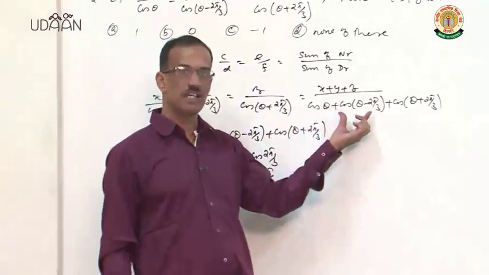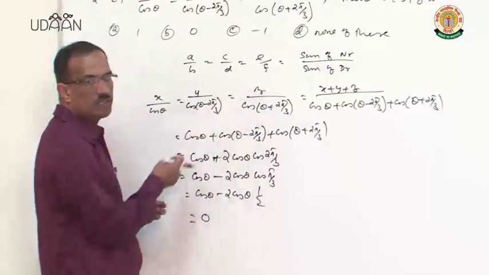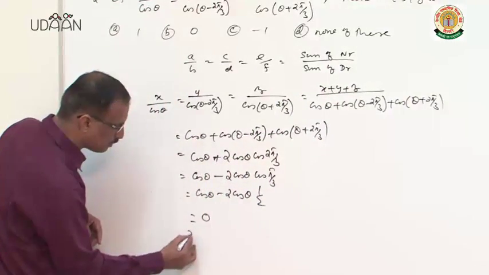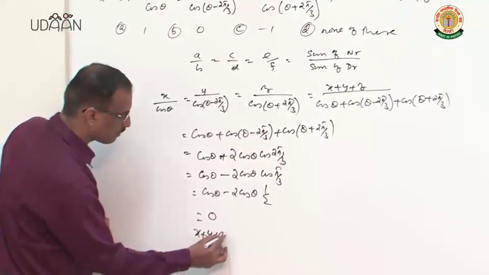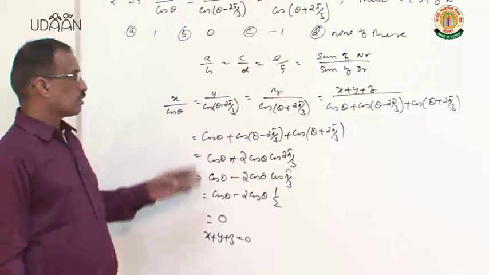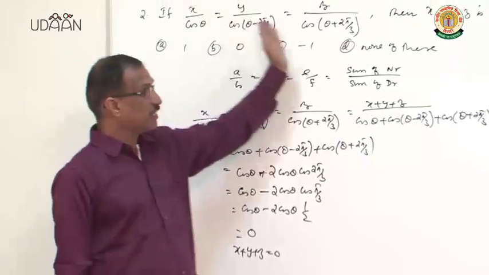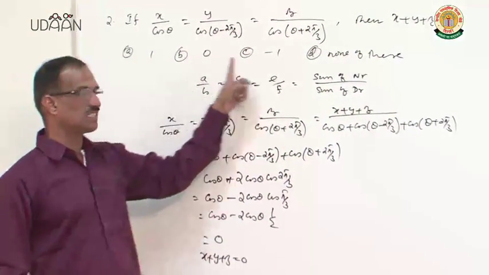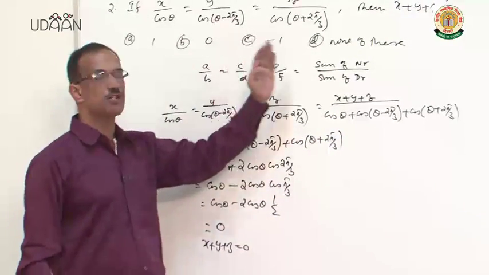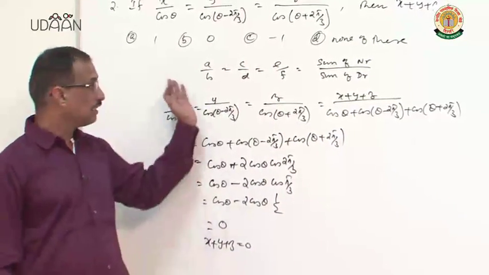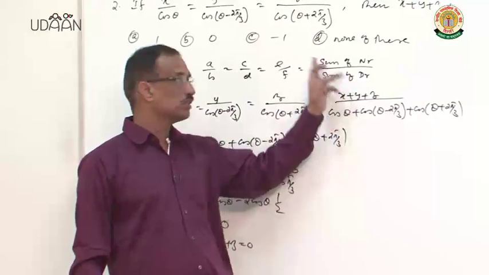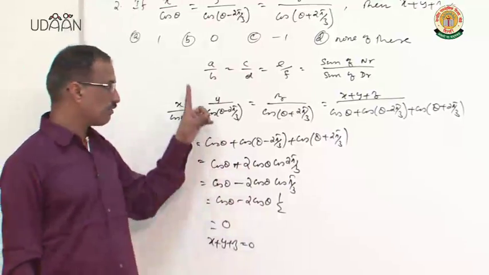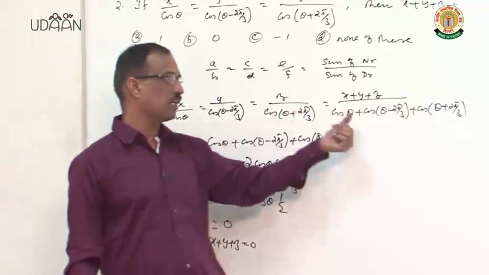So, if this is 0, if you cross multiply with this, you get the value of x plus y plus z equal to 0. So, what we have to find out, if the ratios are given, then we have to find the value of x plus y plus z. So, you know the concept, that is, if 3 ratios are there, then each ratio is equal to the sum of the numerators upon the sum of the denominators. So, with this concept we got this result.